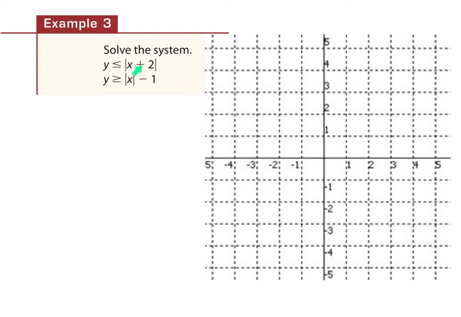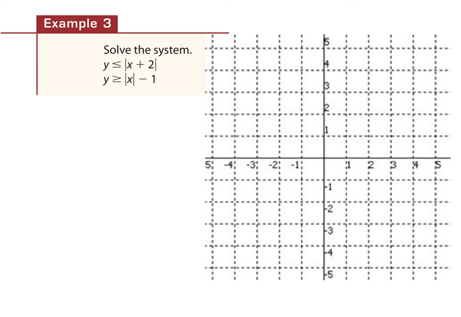This first one is going to move left 2. Remember, inside is opposite of what you think. So I'm going to start at the 0, and I'm going to go left 2. That's where my vertex is going to be. And then I'm just going to graph it. I'm going to graph my V over here.